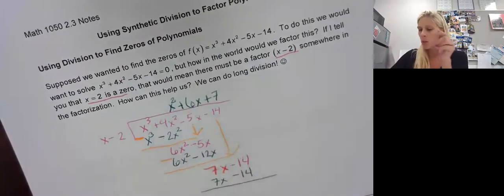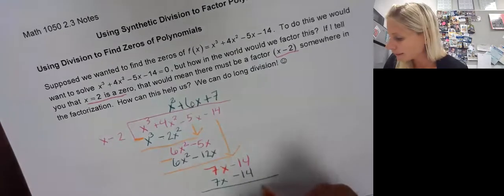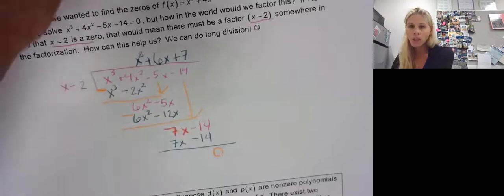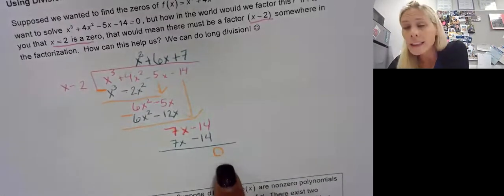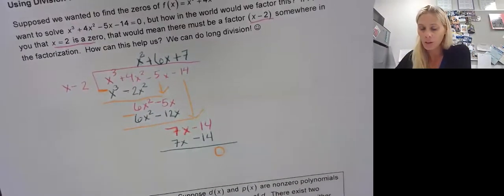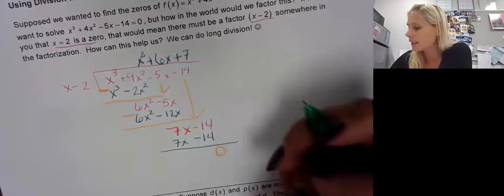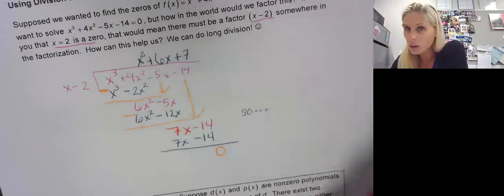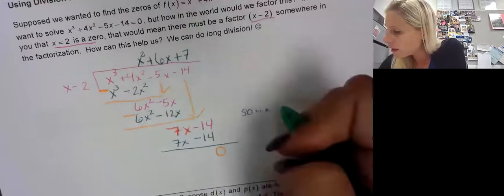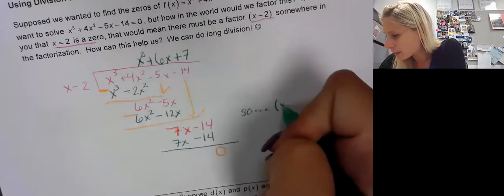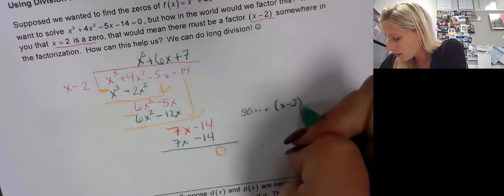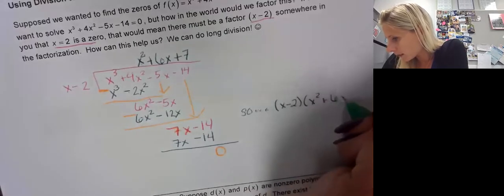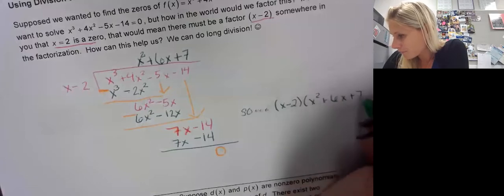And what do you know? When you subtract straight down, you get 0. This is how you know it is a factor, because the remainder is 0. There's nothing left over. So what this means is that our original f of x function up here can be factored to x minus 2 times x squared plus 6x plus 7. Okay.